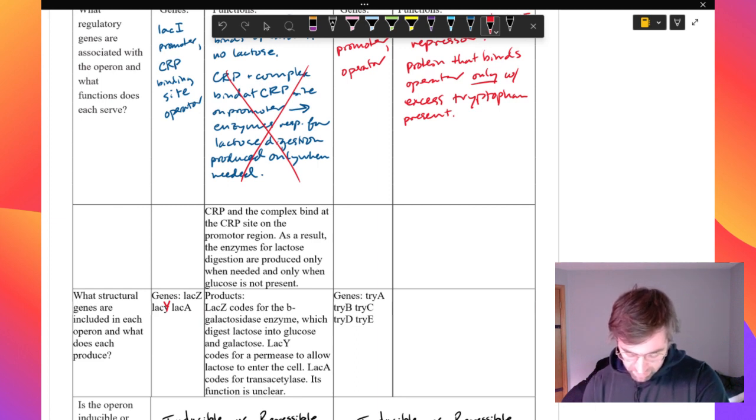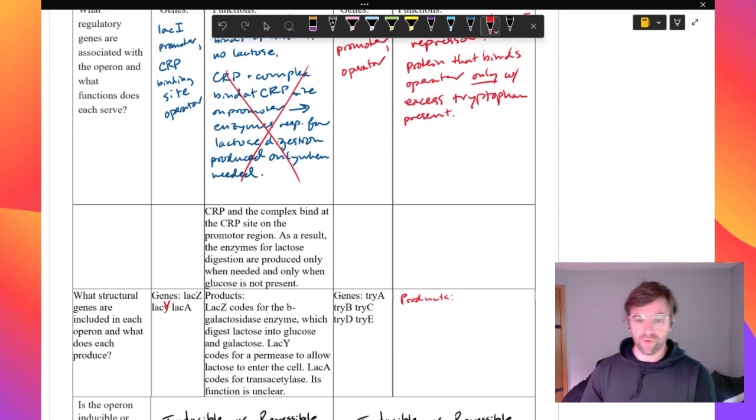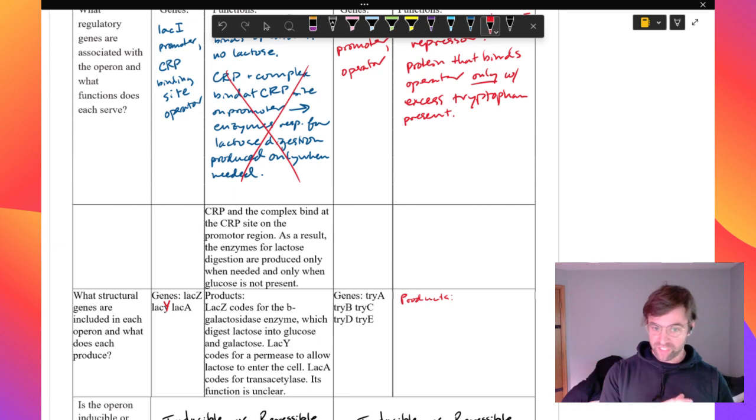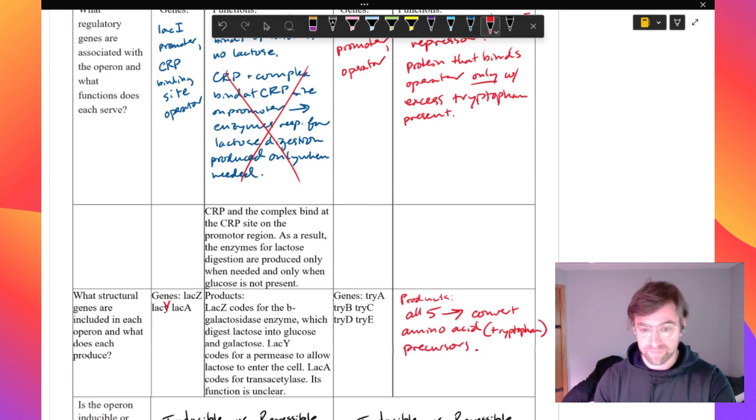Genes TRPA, TRPB, TRPC, TRPD, and TRPE have the following products. So all these 5 genes code for the 5 enzymes required to convert precursor molecules, so even smaller subunits than amino acids, into tryptophan, one of the amino acids required for protein synthesis. All 5 convert precursors to the amino acid, tryptophan.